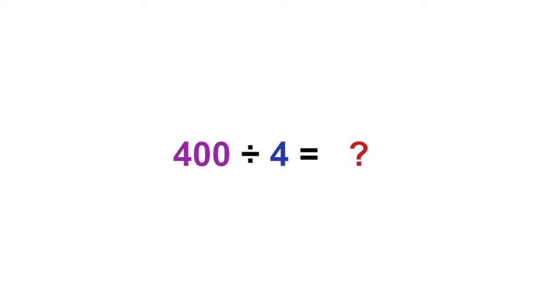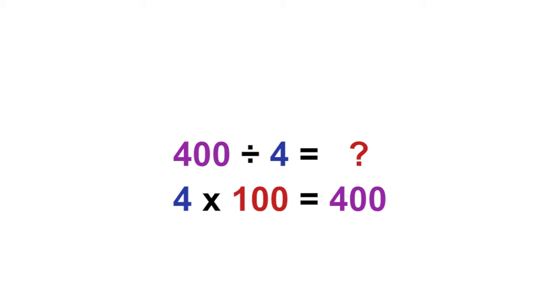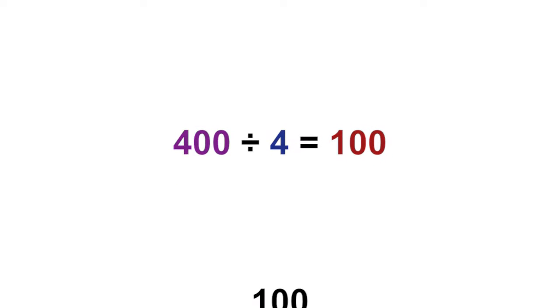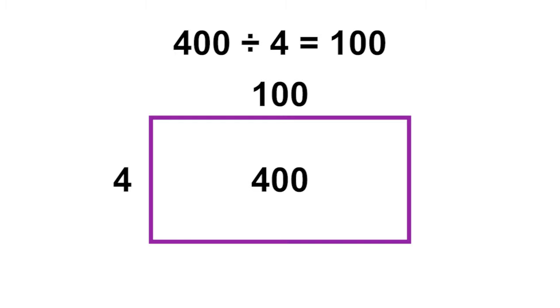We will start off our lesson with the question, what is 400 divided by 4? We know that 4 times 100 is 400, therefore, 400 divided by 4 is 100. We can illustrate our thinking using the area model.